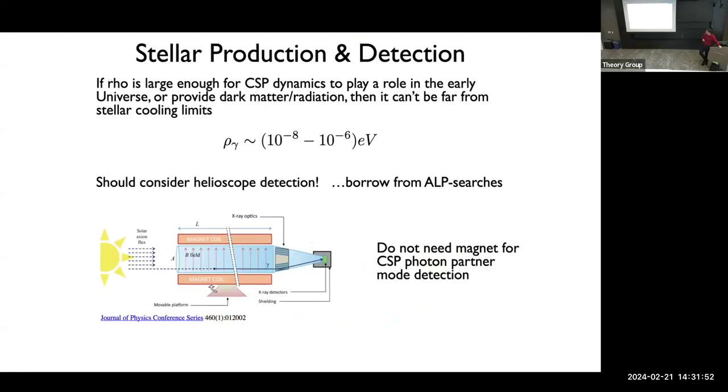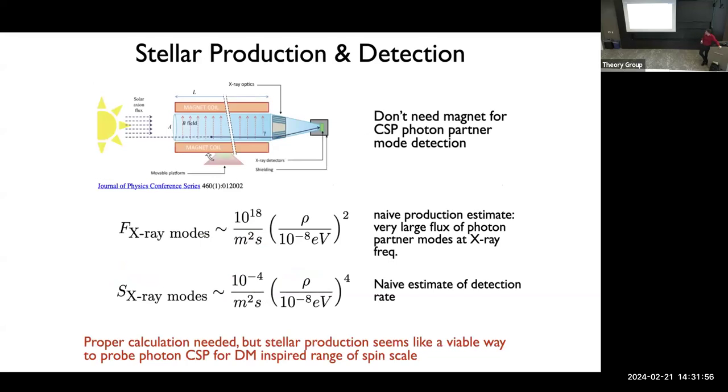But even when you are at the stellar cooling bounds and below, you can do sort of simple estimates for the flux of partner modes that would impinge on, say, helioscopes. And the power going into helioscopes could in principle be significant enough to be detected. Again, these are estimates for like the numbers of X-ray modes that would be produced by the partner modes produced in the sun impinging on a sort of typical helioscope in operation today. Okay, so these are totally naive estimate rates.